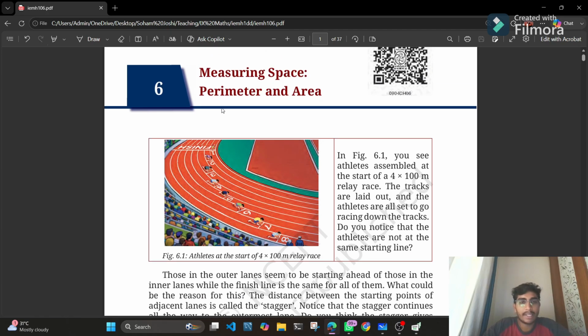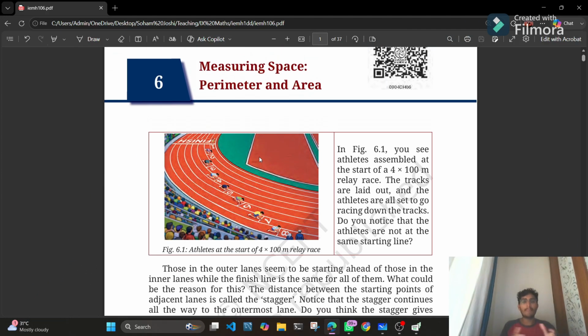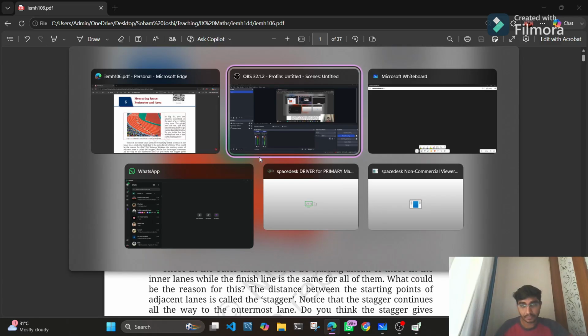So we have to study perimeter and area of different shapes. Mostly we'll be having square, rectangle, circle, and quadrilateral. So let's get started. Firstly, what do we mean by perimeter and what do we mean by area?